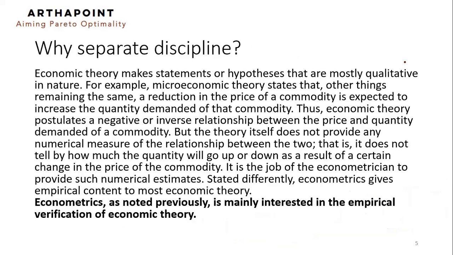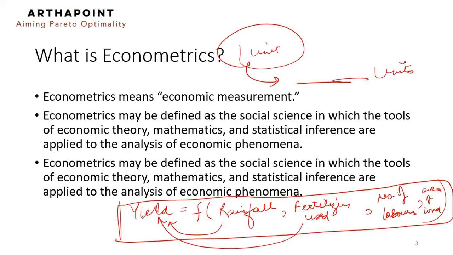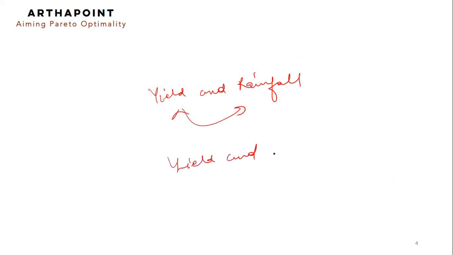Now, a lot of people ask, statistics and econometrics are, by the way, interlinked, but why do we need econometrics as a separate discipline? Why can't you just tell me that there is this correlation between yield and rainfall? Why don't you just tell me that there is a correlation between yield and labors? Well, yes, there is this correlation that exists and we agree.